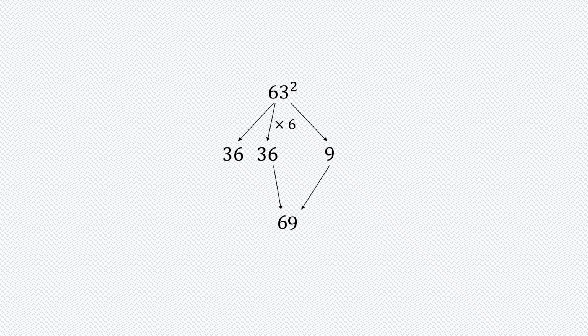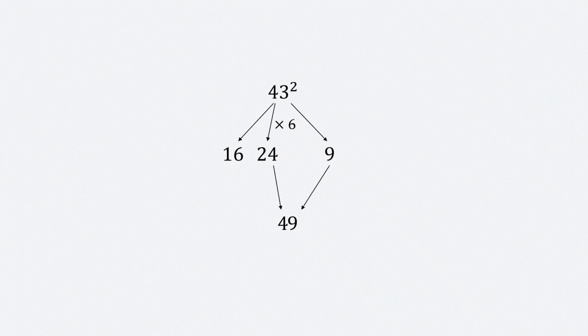63 squared. Once again, square 3, you get a 9. Multiply 6 by the multiplier, which is also 6. So that's 36. And you square 6 to get 36 once again. Now you put everything together. The last place is 9. Only 6 can occupy the second place. Carry 3 to the 36 side. Get 3969. So the square of 63 is 3969.